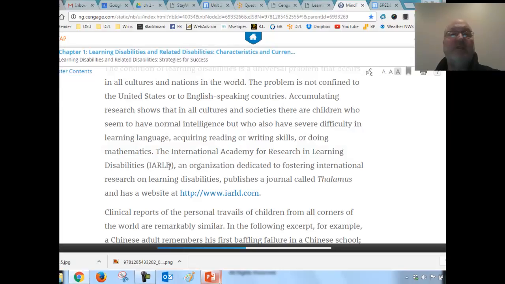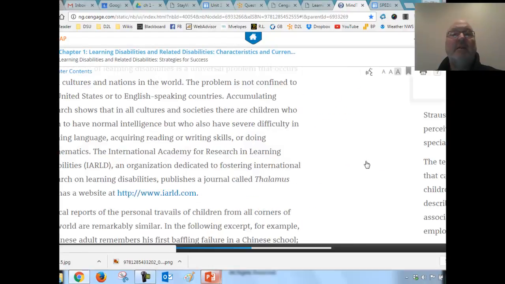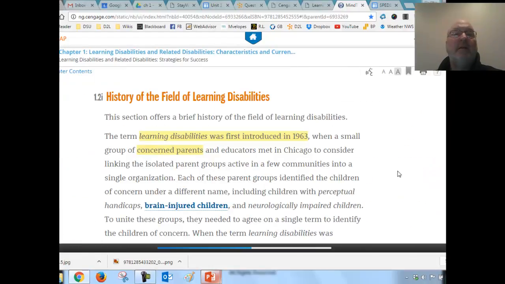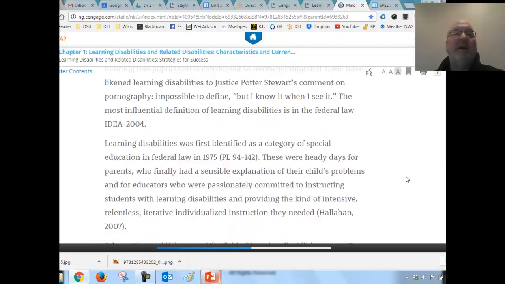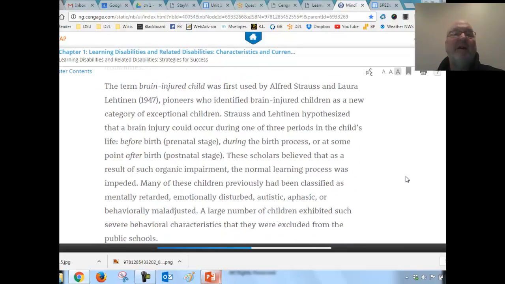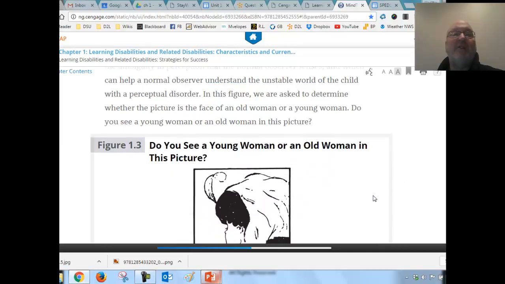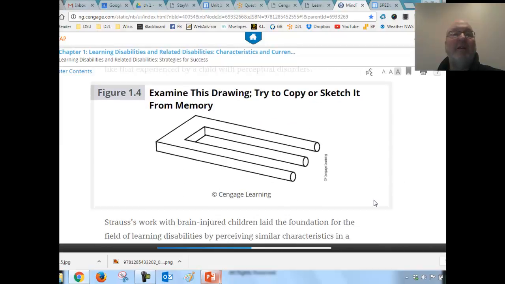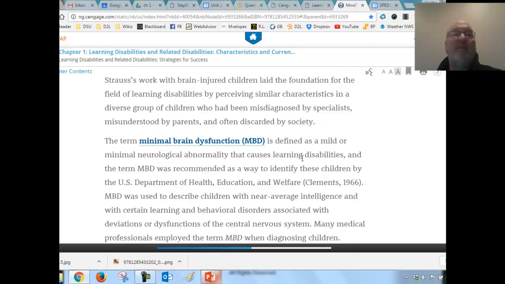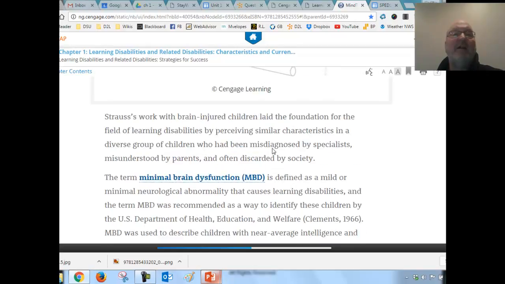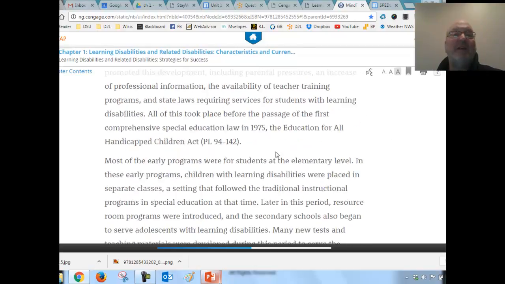Let me see if I can quickly show you where that is. Here's the history of the field. Look at these. These are interesting. Maybe you've seen this before, but what do you see in this picture? A young woman or an old woman? And then same with here about drawing that. That's all perceptual processing, those types of things.